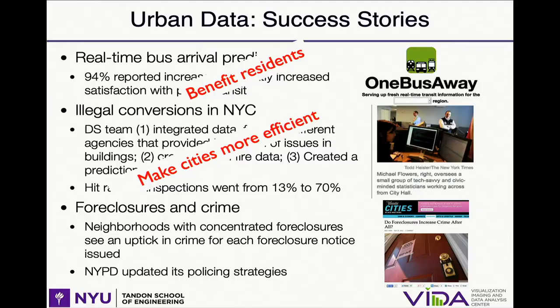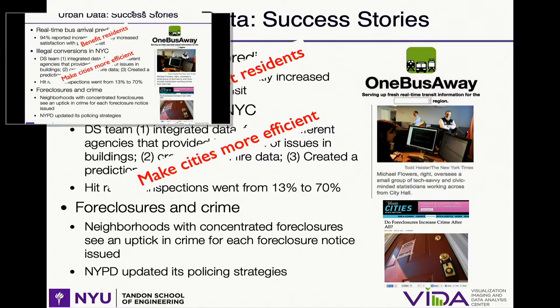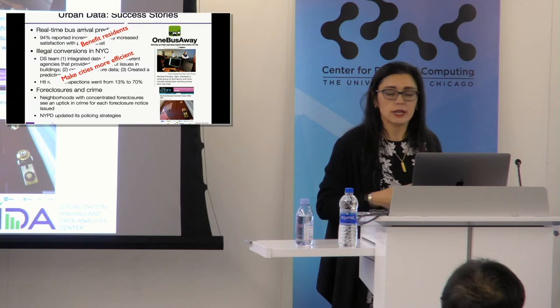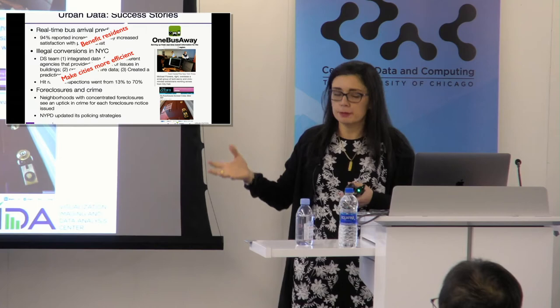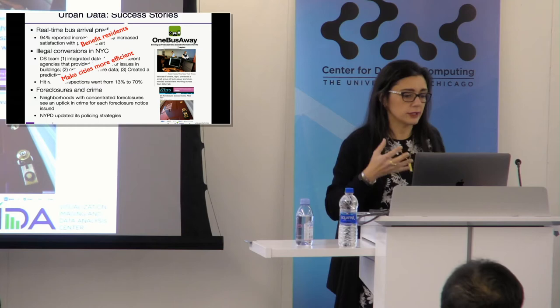And last but not least, there's also a number of examples where urban data has been used to make policies. For example, at NYU, there's the Furman Center for Real Estate and Policy. This group has a long history of doing data-driven policy. Here are just a few examples of studies that they did, where they found that concentrated foreclosures lead to an uptick in crime. And because of this study, NYPD changed its policing strategy, right? That's a good example of how urban data can impact policy.